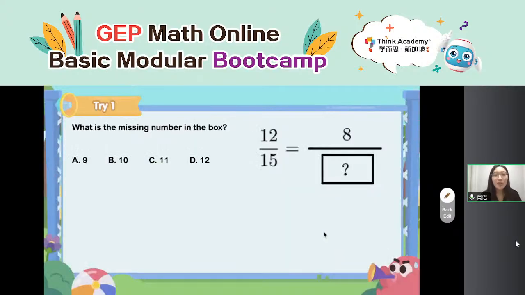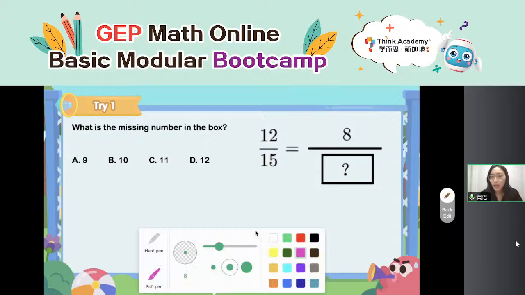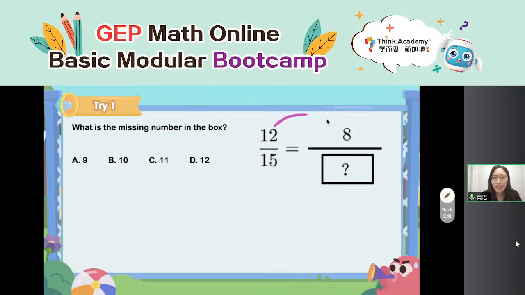Okay, so next one, it's your turn. What is the missing number in the box? This one is a bit more challenging than the previous question. 12 out of 15 equals 8 out of question mark. So what is the question mark here? Look, 12 and 8. No idea, right? Actually 12 is not a multiple of 8. So what should we do?